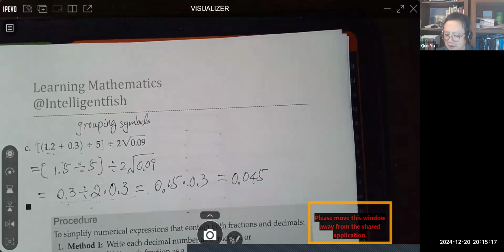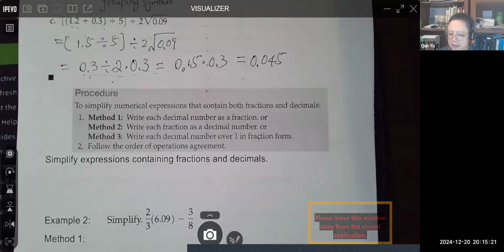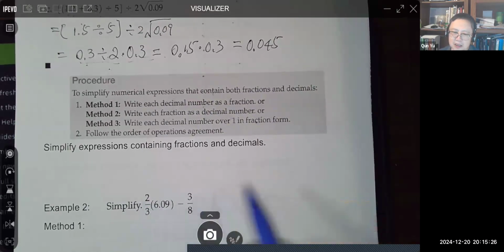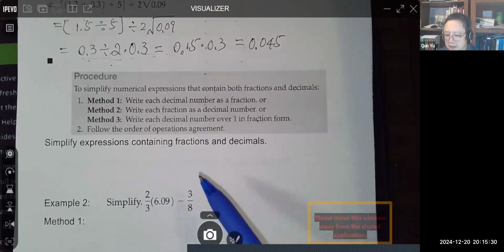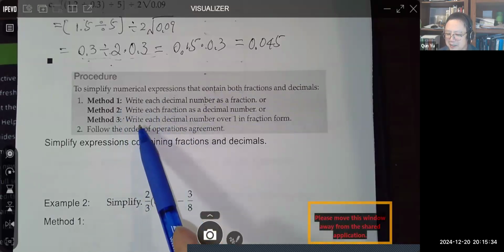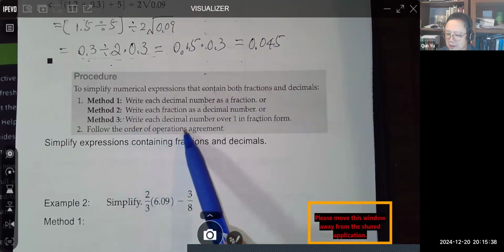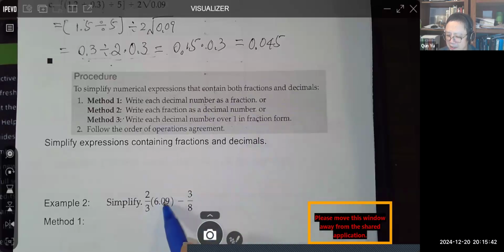Now, next one. Sometimes we have expressions that have a mixture of fractions and decimals. How do we do those problems then? So basically there are 3 methods. We only do the first 2 because if you look at the third one, it says write each decimal number over 1 in fraction form. In other words, for this decimal, you put 1 on the bottom, treat it like a fraction.